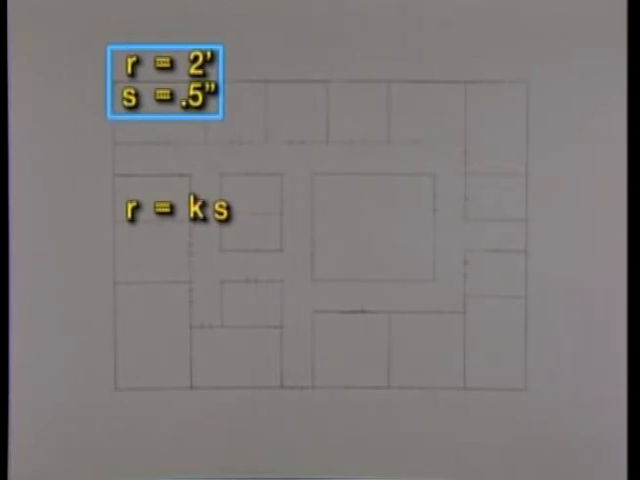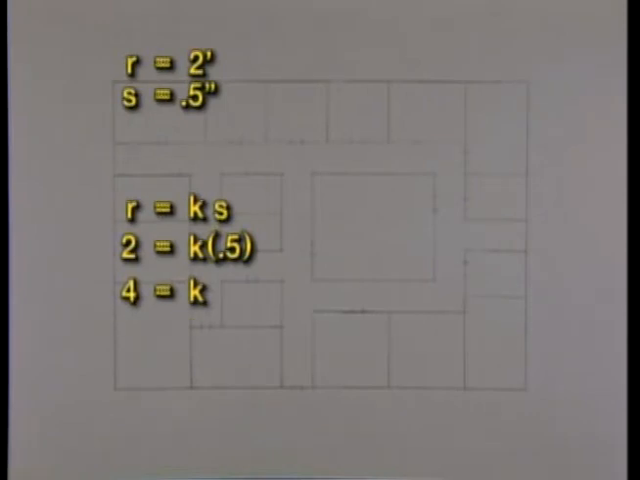We know that R is 2 feet when S is 1/2 inch. We'll use these numbers to find K. In the formula, we'll substitute 2 for R and 0.5 for S. 2 equals K times 0.5. Now we can solve for K. Divide both sides of the equation by 0.5. K is 4. 4 is the multiplier that describes how the real size compares with the scale size. Substituting 4 for K in the formula gives us a specific formula for finding the length of any wall without writing a proportion.